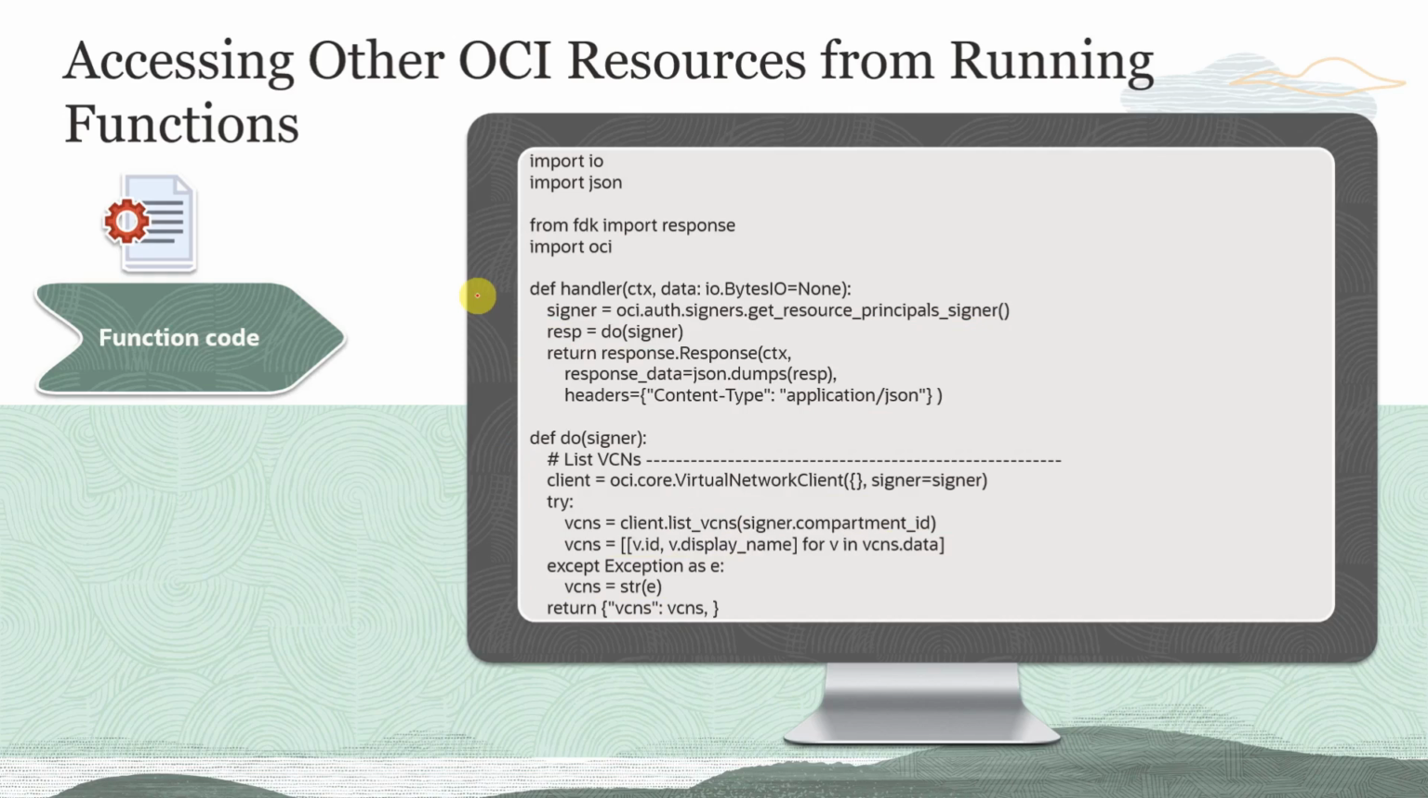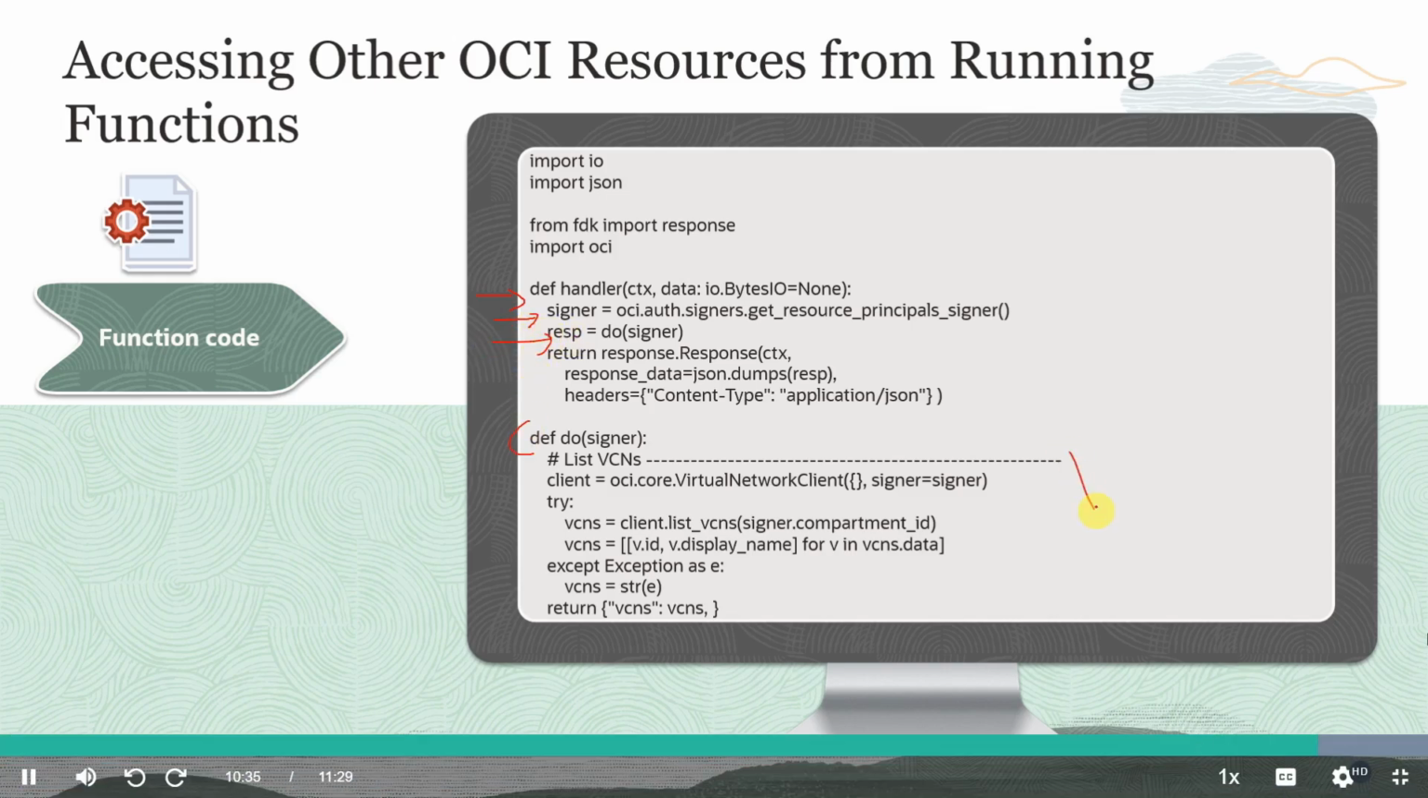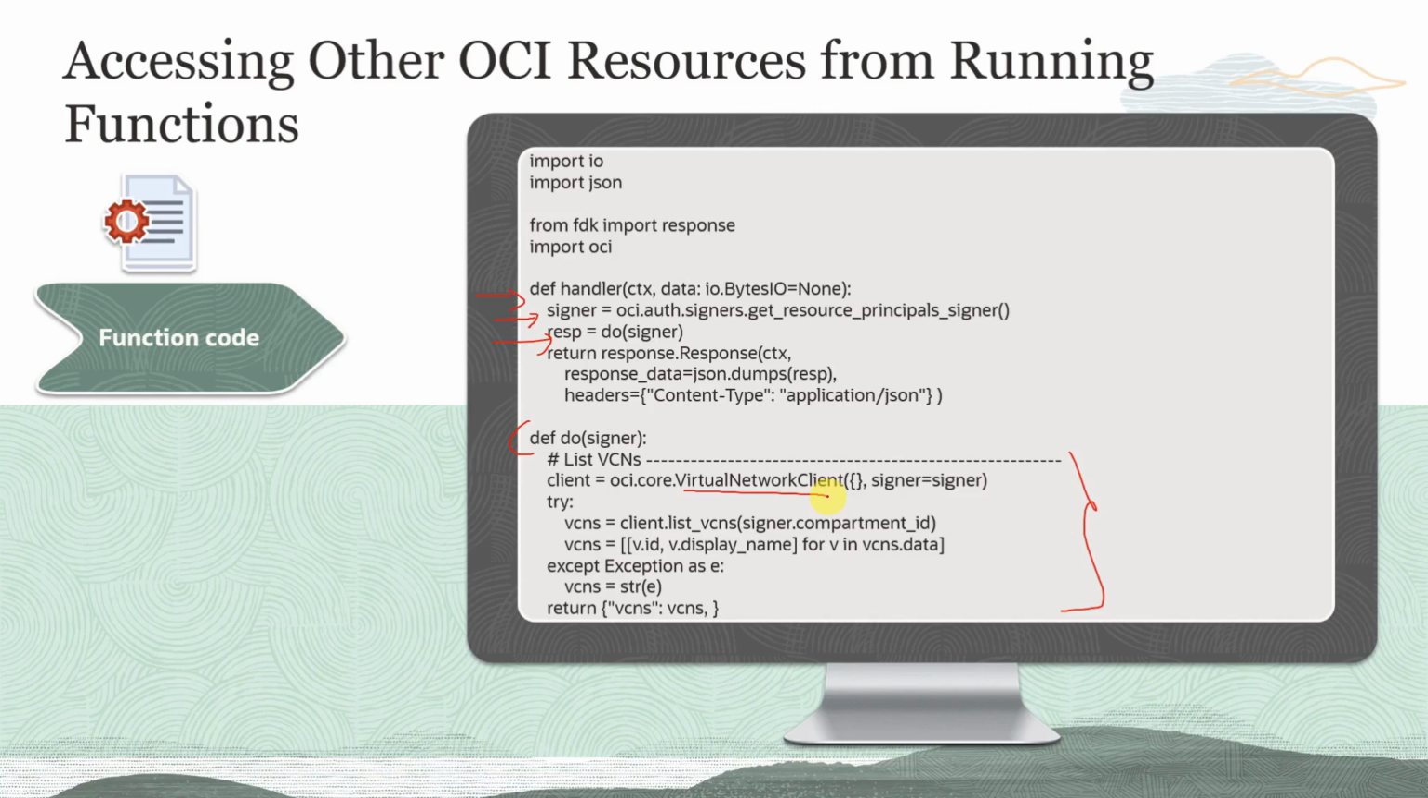In a nutshell, the handler function is the entry point to the function invocation, which gets a resource principal signer and calls the do function. The do function uses the OCI SDK's virtual network client to list the VCNs in the specified compartment and returns the list in a structured format. The response is returned as a JSON object with the list of VCNs or an error message.